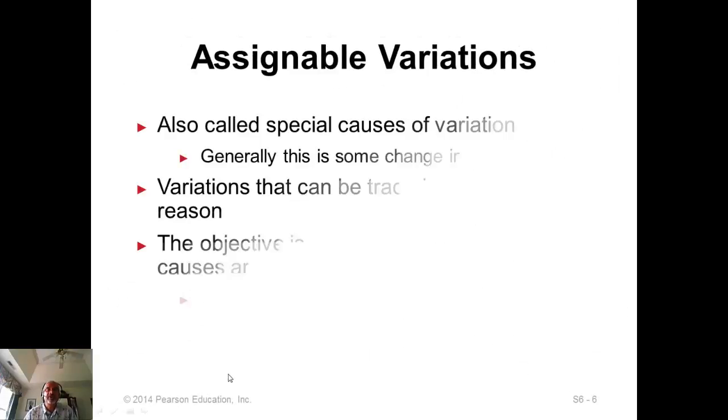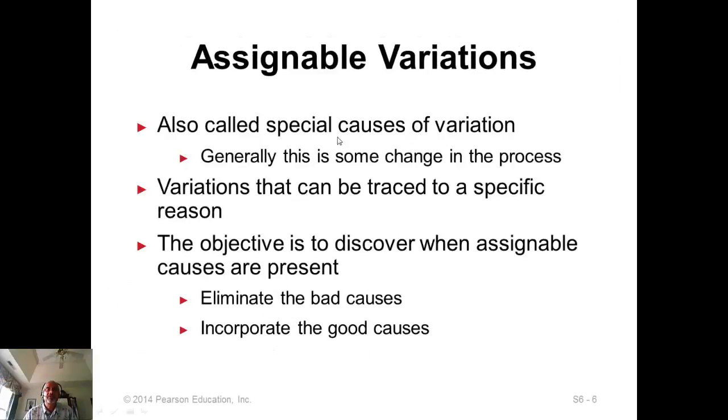Assignable variations are also called special causes of variation. Generally, the production process has changed from what has been set, from the normal conditions of operation. These are variations that can be traced to specific reasons, and these could be bad reasons, in which case you eliminate them. If these are good causes, then you want to replicate them or make them part of the production process.